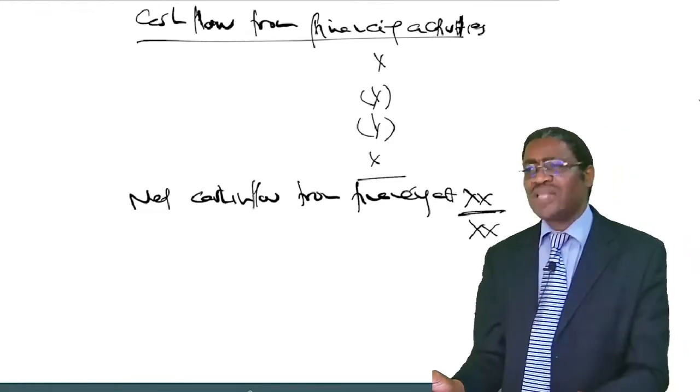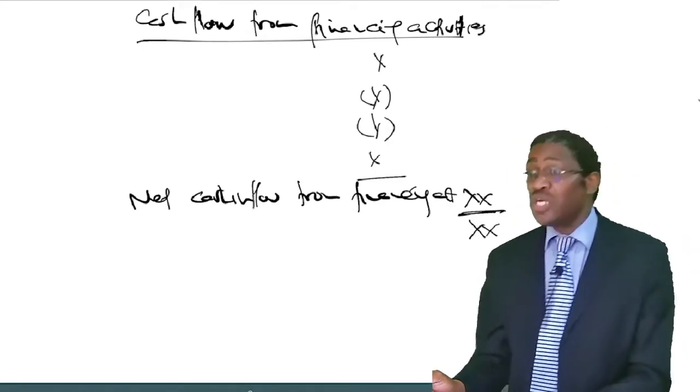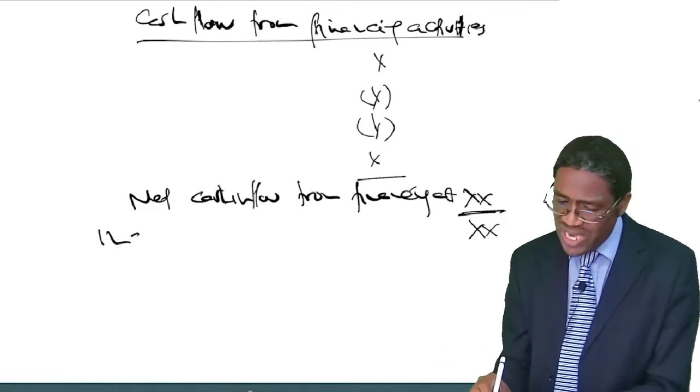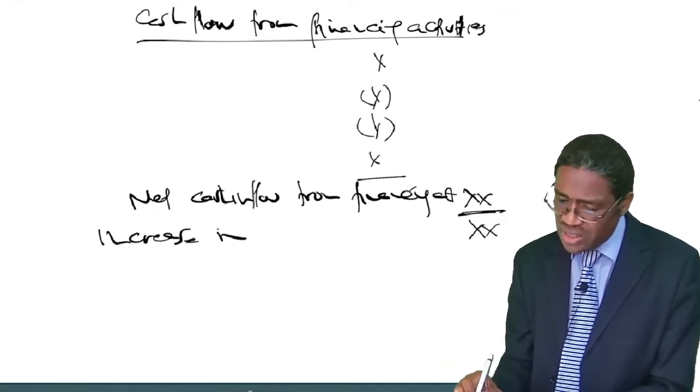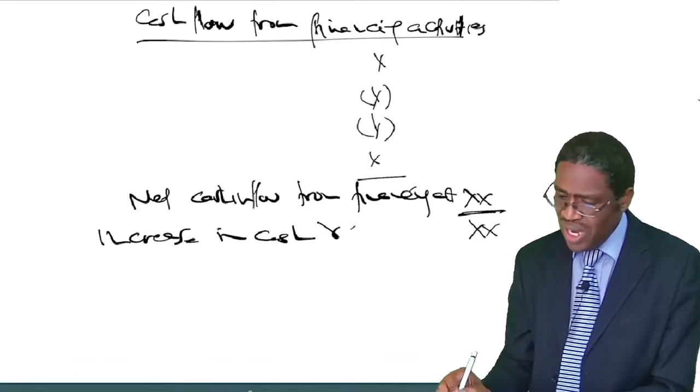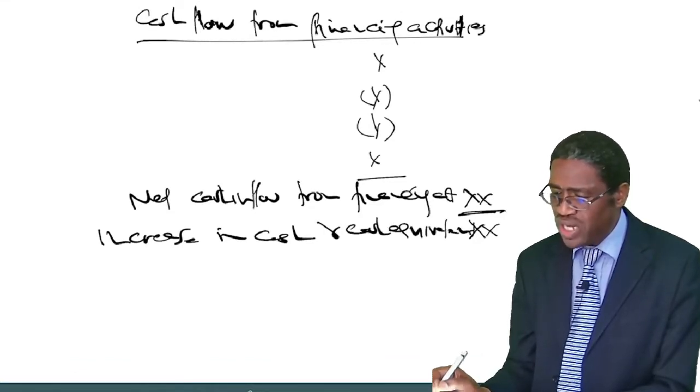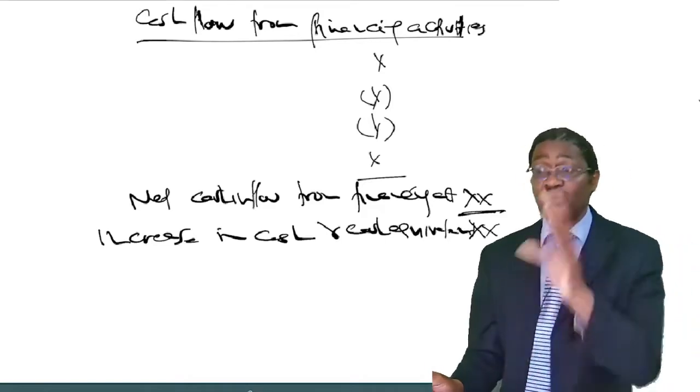Once you add those three, whatever total you got could either be a positive or a negative. If you got the answer of the three figures as a positive, you used to call it increase in cash and cash equivalent. I hope you remember. That's what you used to call it.